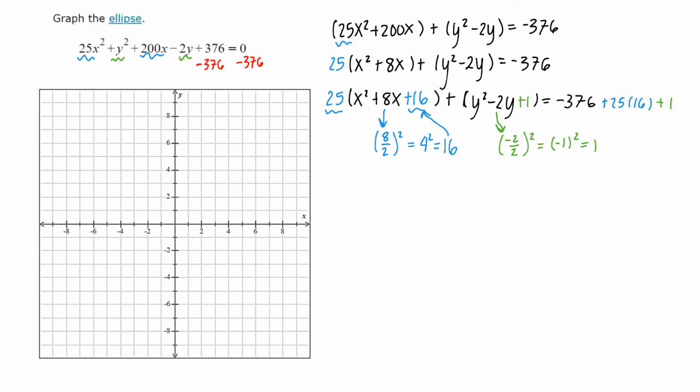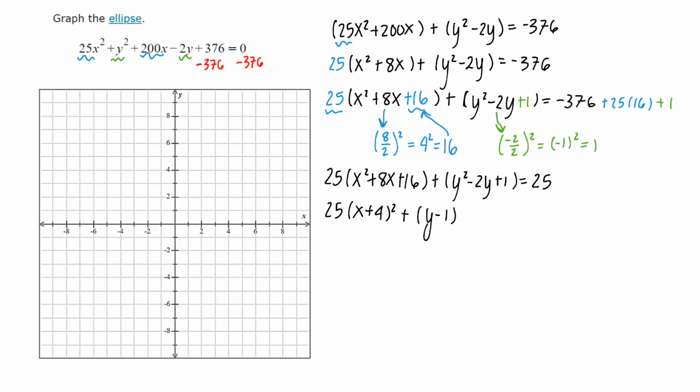So let's simplify. 25 times (x squared plus 8x plus 16) plus (y squared minus 2y plus 1) is equal to, hold on just a sec, had to pull out my calculator there, is equal to 25. Now I can factor each of these. So 25 times (x plus 4) quantity squared plus (y minus 1) quantity squared equal to 25.